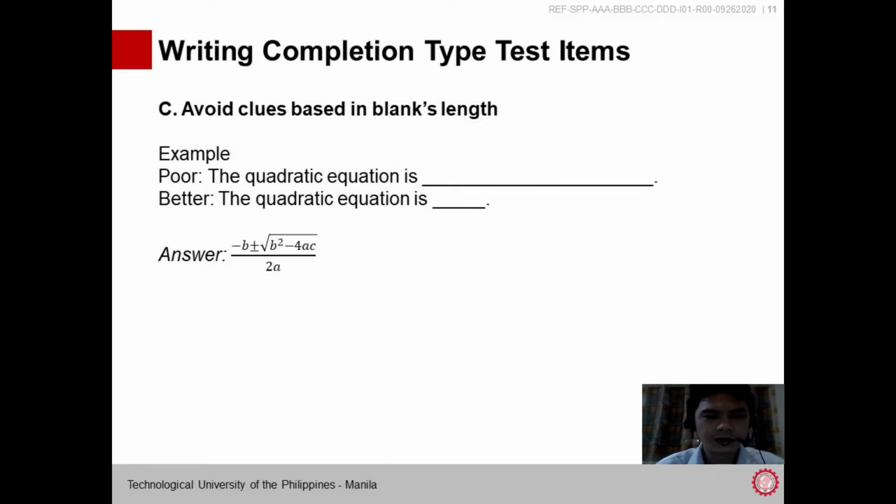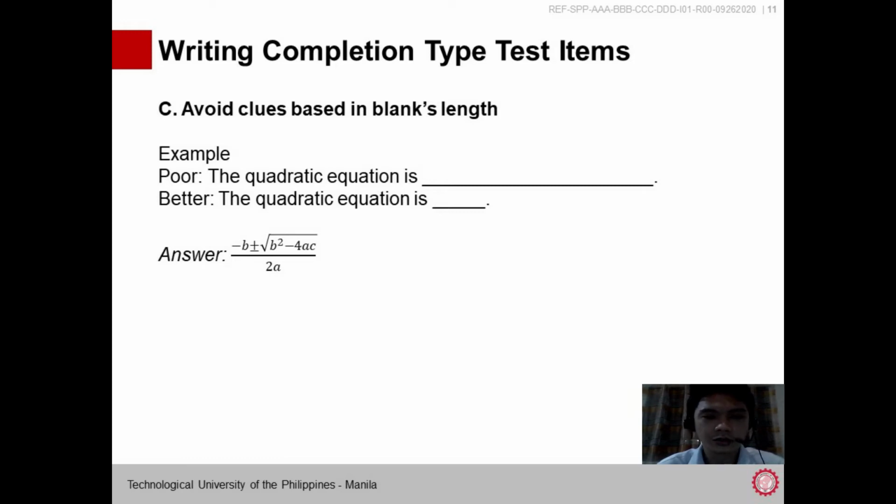Ito ang isa pang example. For the poor, the quadratic equation is blank. Ang blank na to ay long blank. Alam naman natin kung ano yung quadratic equation. So ito yun, negative b plus minus square root of b squared minus 4ac over 2a. So mahaba siya. Mahaba na yung sagot, mahaba pa yung blank, which makes this statement poor kasi masyado mong binibigyan ng clue yung student na ang isasagot dapat ay mahaba. I-given na nga na mahaba yung sagot.